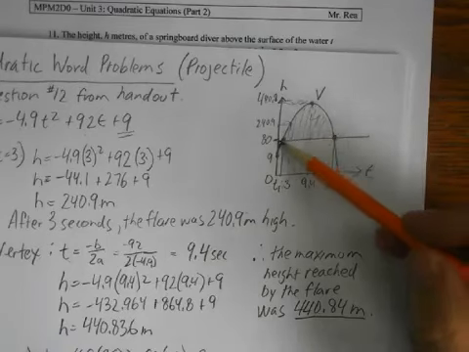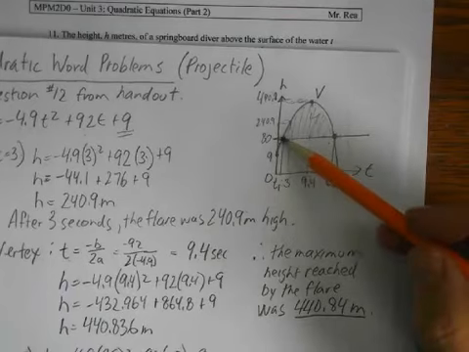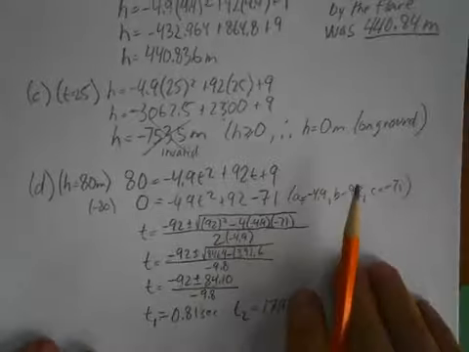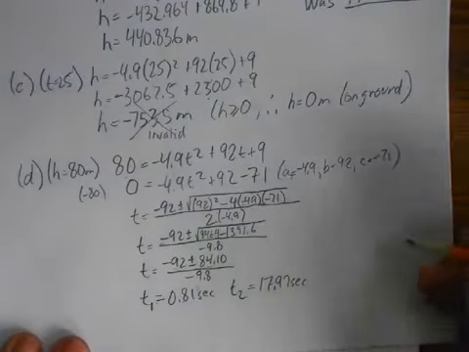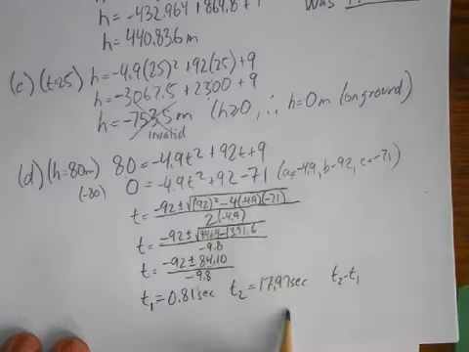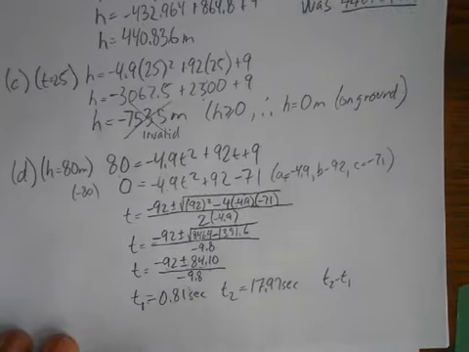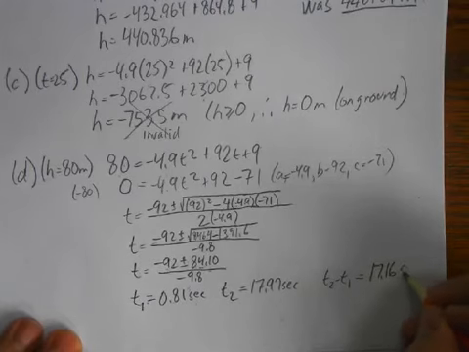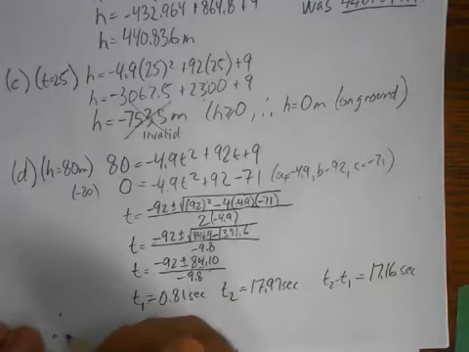So what I have to do is find out how much time did it take to go from T1 to T2. Well, that's just a simple subtraction. So to get the time that it was above, you would do T2 minus T1, 17.9 seconds minus 0.81. That works out to 17.16 seconds, and that's our answer.